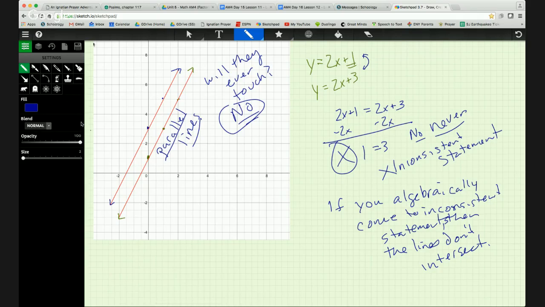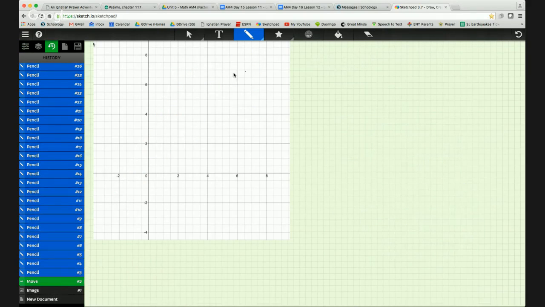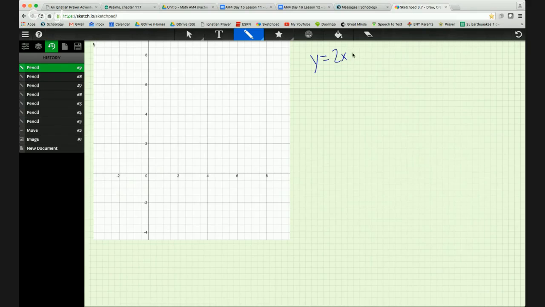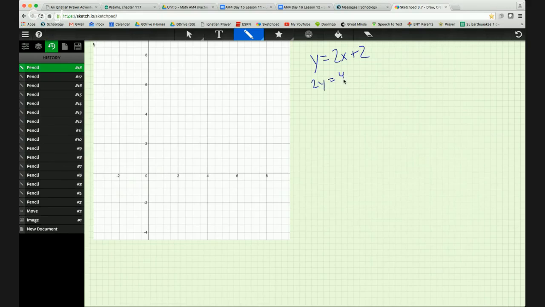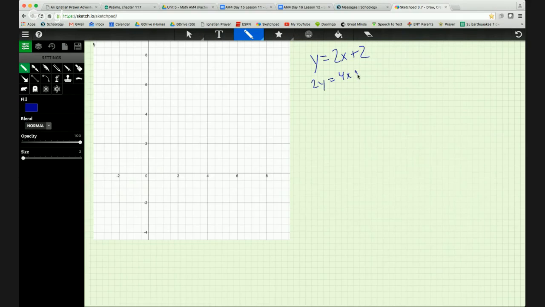Now, let me show you a different example that's kind of the same thing, but it's a little bit different. And this is lines that are on top of each other. So how does that happen? Let's look at y equals 2x plus 2 and 2y equals 4x plus 4. Well, this first one is in graphing format. So let's just take that, and that's 2, because that's our y-intercept. And then we're going to go up 2 over 1, up 2 over 1, up 2 over 1. And we're going to graph this guy.